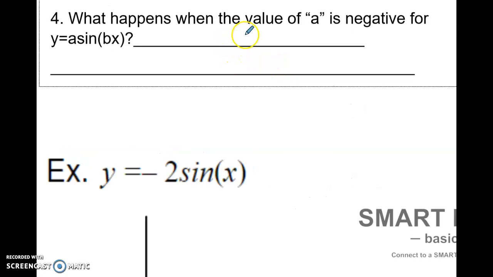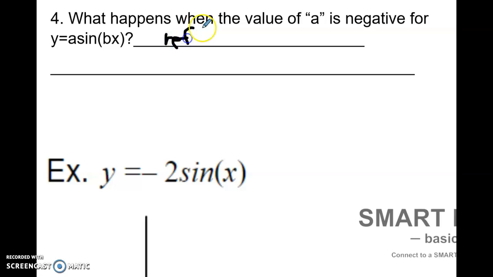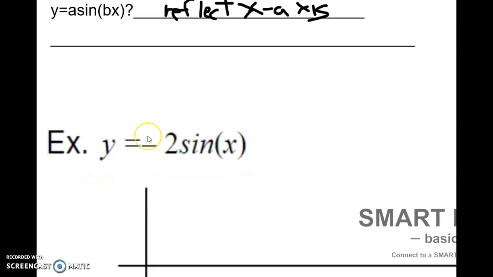What happens when the value of a is negative for a sine of bx? Well, we found that already. It makes a reflection across the x-axis. Okay, hope you can read that.